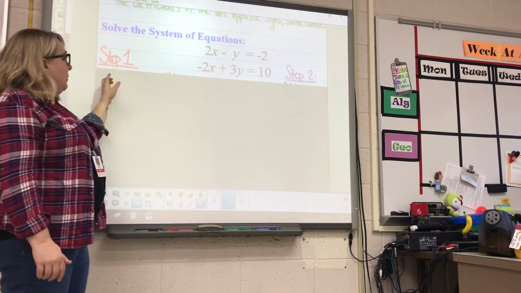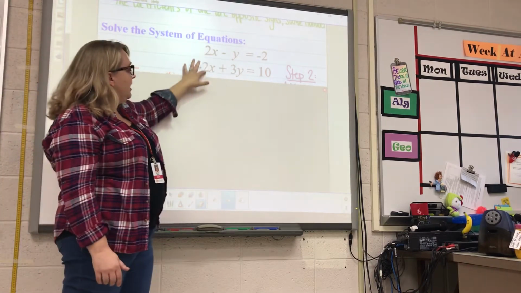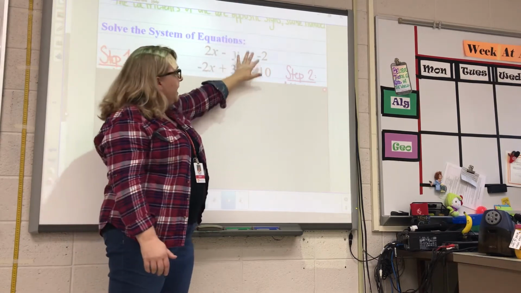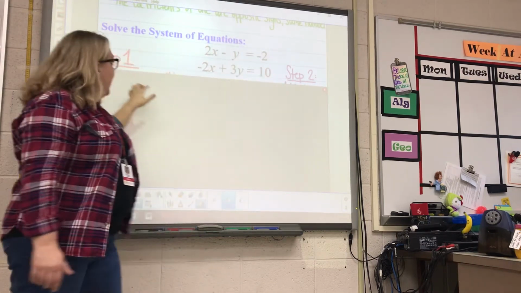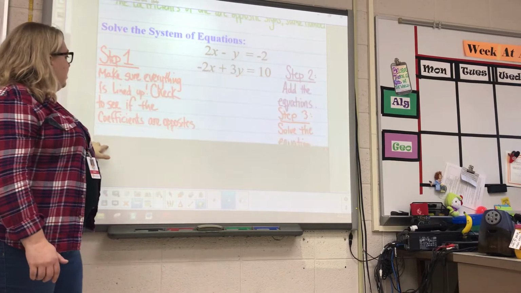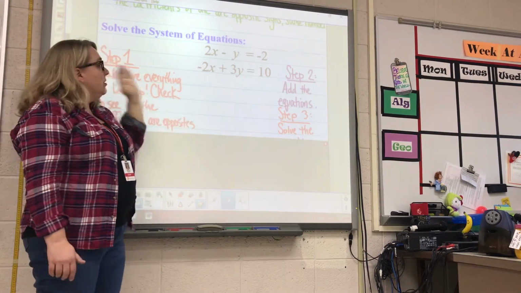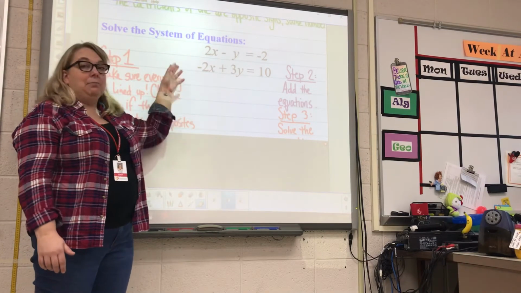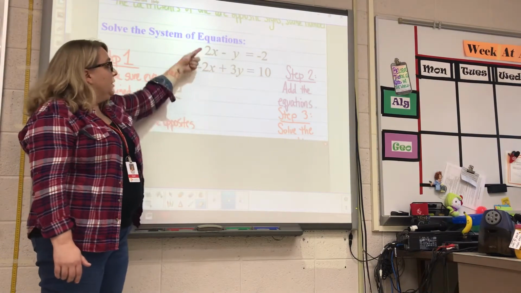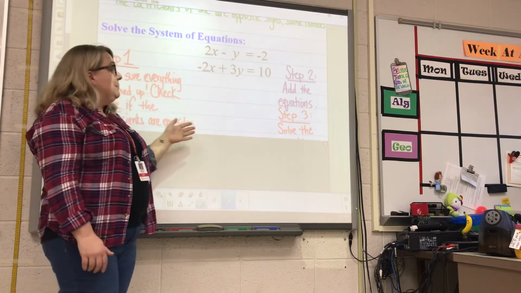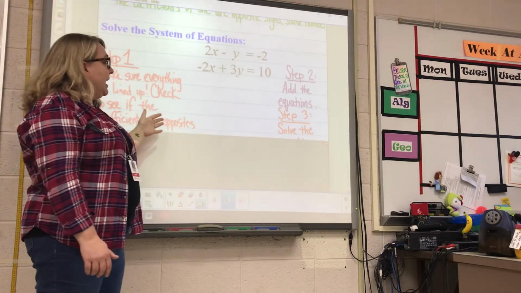Your first step, you want to make sure that everything is lined up. So your x's are lined up, your y's are lined up, your equal sign is lined up, and your constants are lined up. So step one, you need to make sure that everything is lined up. And then you want to check to make sure that one of your variables has the same number opposite signs. So if we look at this, my x's have 2 and -2. That's the same number, opposite signs, because one's positive and one's negative.